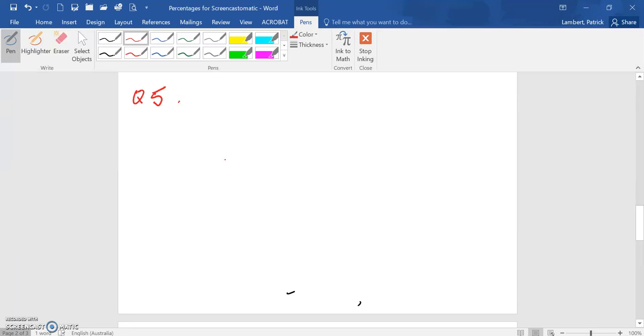Question 5 is expressing a decimal as a percentage. So we've got a decimal as a percentage, which what we're doing in reality is multiplying by 100. Take a decimal and express it as a percentage, multiplied by 100.